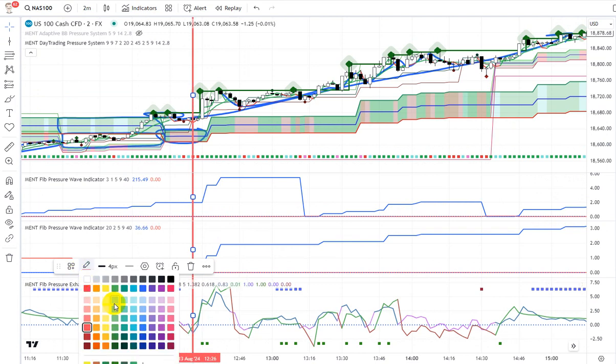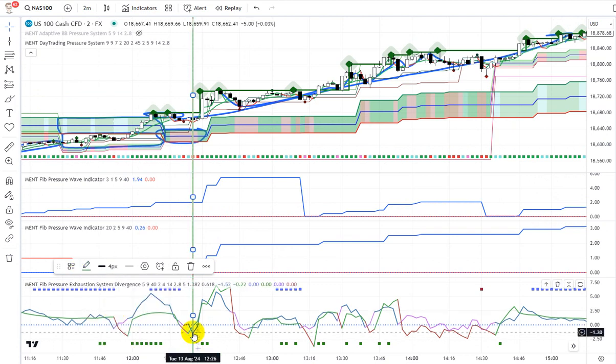This would be a good area to potentially, we're turning green. We're in a dominant bullish, turning green on the pressure system. Looks good. We can go ahead and try to catch a move here with a low stop level.